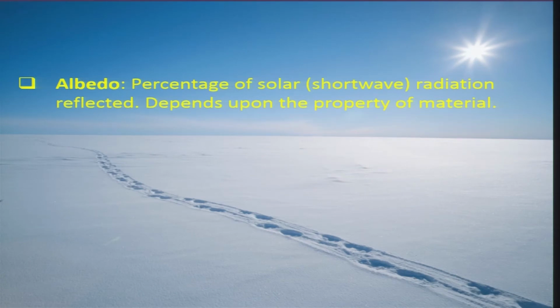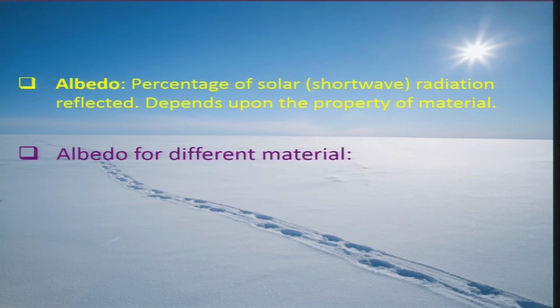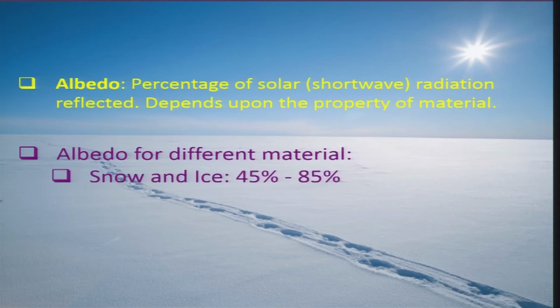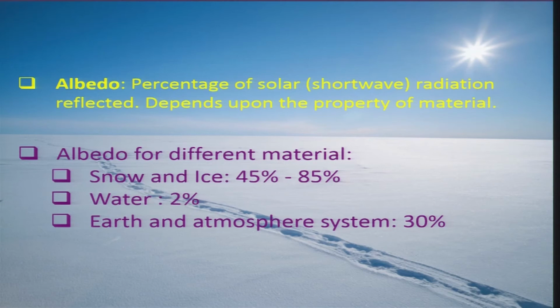It depends upon the property of the material. So, for example, the albedo for different materials, if you look at snow and ice, is 45 to 85%. So it will have very high albedo and most of the light will be reflected back to the atmosphere. Water is having 2% only. The Earth and atmosphere system, depending on which area and type of material, is around 30%. So water is having the least.